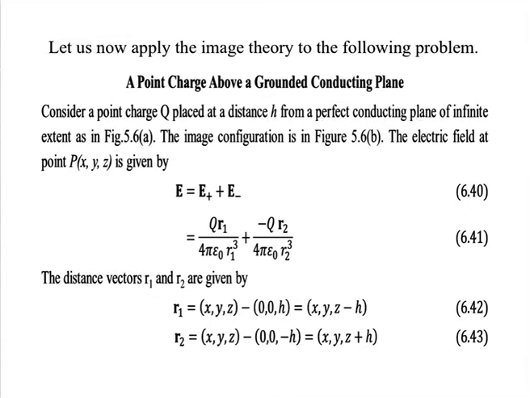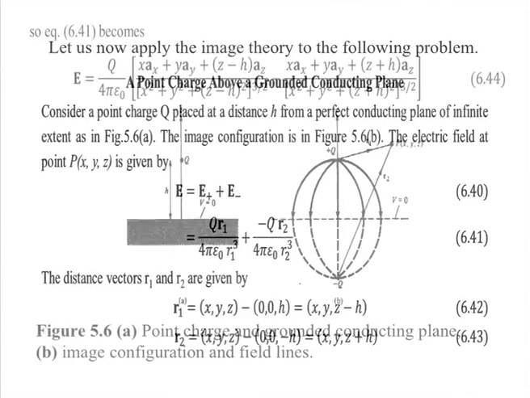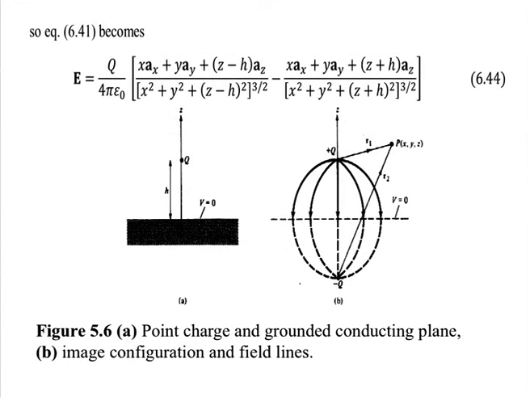The electric field at any point P(x, y, z) is given by the sum of the electric field due to the charge itself and the electric field due to its image, which is equal to q r1 upon 4 pi epsilon naught r1 cube plus minus q r2 upon 4 pi epsilon naught r2 cube, which is given by equation 6.41. Here the distance vectors r1 and r2 are given by equation 6.42, that is r1 is equal to (x, y, z minus h), and r2 is equal to (x, y, z plus h), and therefore E becomes equal to what is given by equation 6.44.